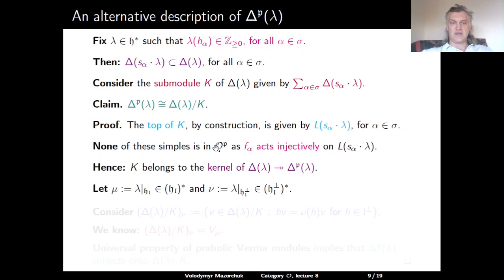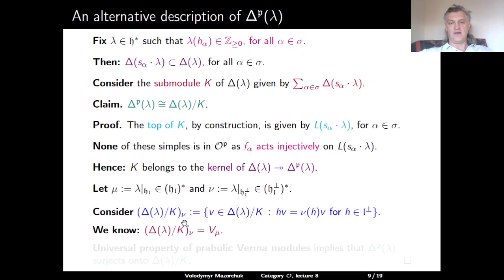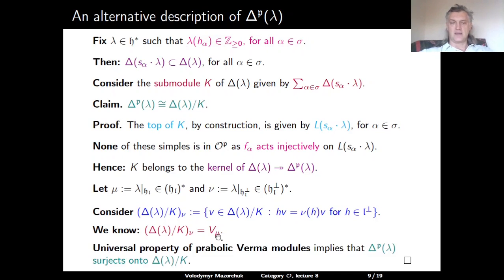At the same time, let us, as before, denote by mu the restriction of lambda to H L, and by nu the restriction of lambda to the orthogonal complement of H L. So if we now consider the new part of our quotient Delta lambda modulo K, the set of all elements v in Delta lambda modulo K on which elements from the orthogonal complement of H L act via the scalars prescribed by nu, then this new part of Delta lambda modulo K is equal to V mu. And now, using the universal property of parabolic Verma modules, we get that Delta P of lambda surjects onto the quotient Delta lambda modulo K.